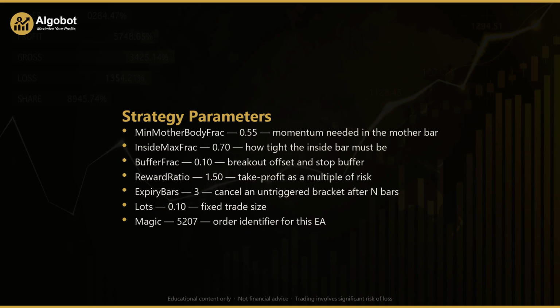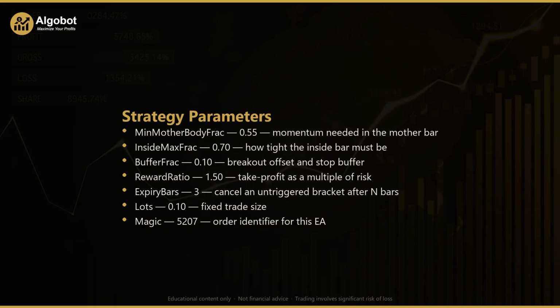Next is inside maximum fraction, default 0.7. This controls how tight the inside bar must be, as a fraction of the mother's range. A smaller value demands a tighter, more tightly wound coil. A larger value is more permissive.